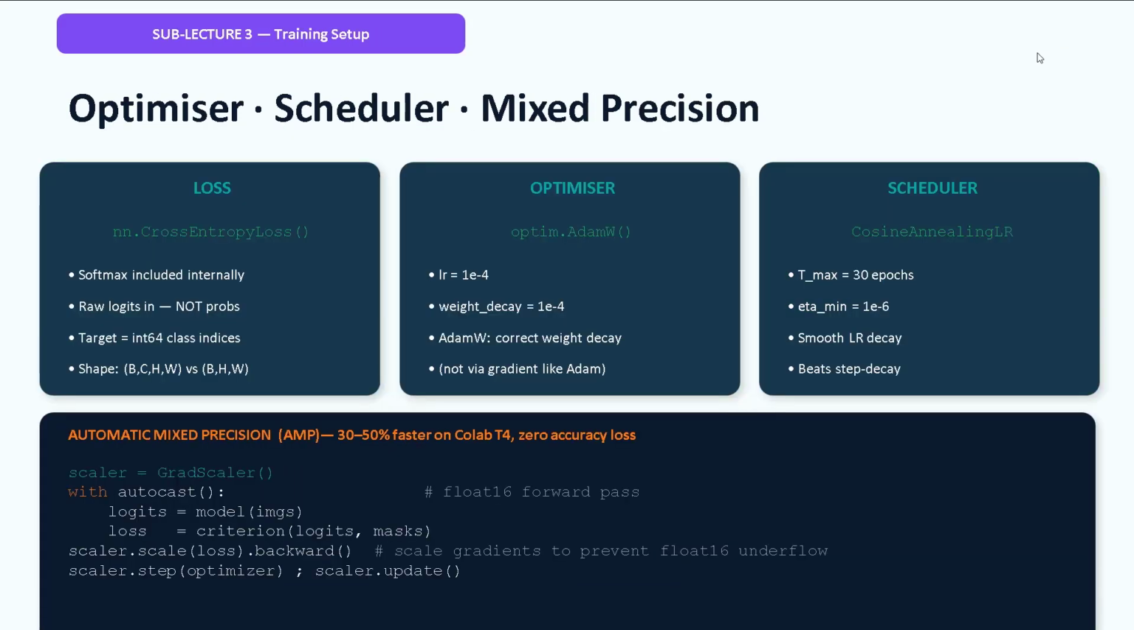Optimizer, scheduler, and mixed precision. Three setup choices for training. AdamW for optimizer, not plain Adam. The difference is how weight decay is applied. AdamW decouples it from the gradient update.